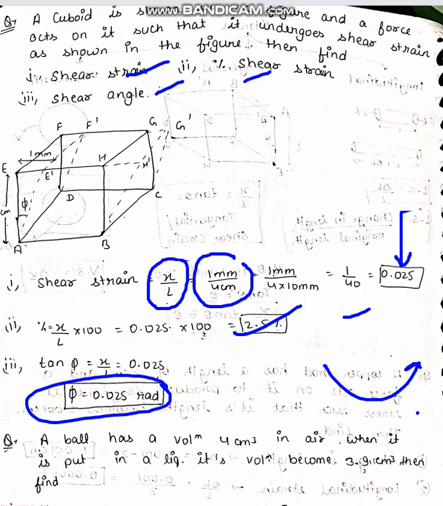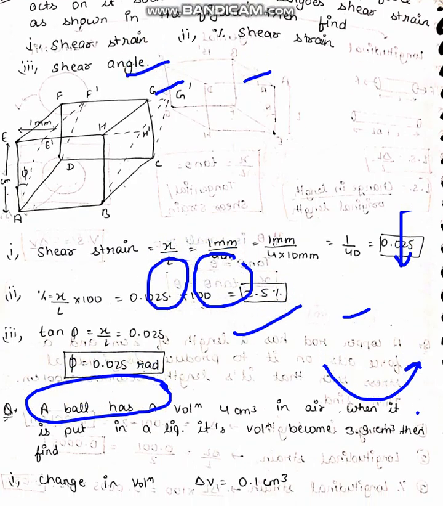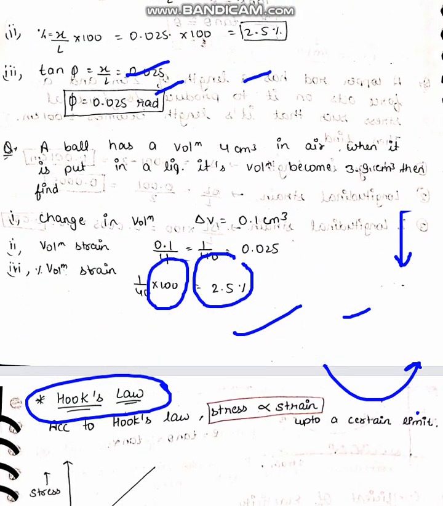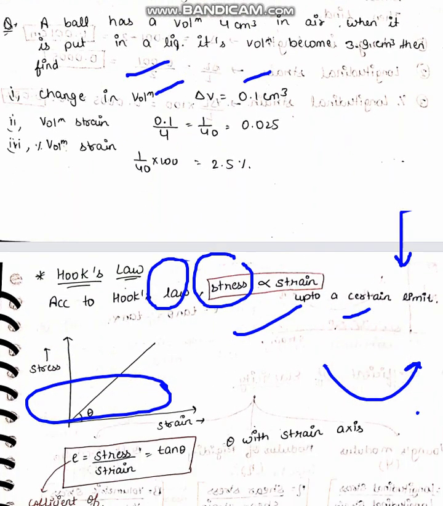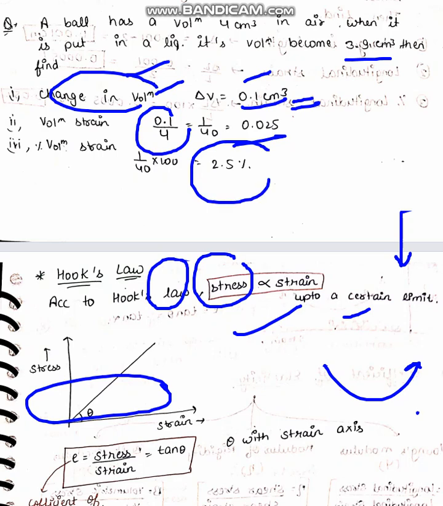Next, we have another question on this. We are given a ball that has a volume of 4 centimeter cube in air. When it is put in a liquid, the volume becomes 3.9. Then find the change in volume. So the change in volume is final minus initial, which is 0.01. Volumetric strain is the change in volume by the original volume, and the percentage is this multiplied by 100.